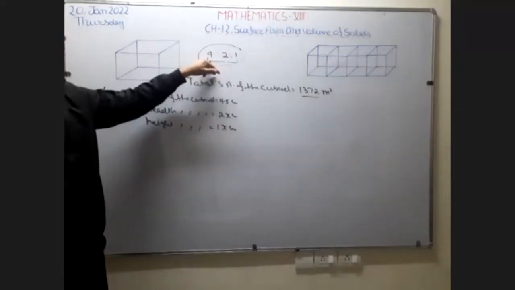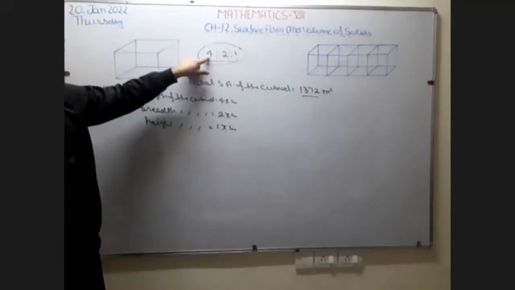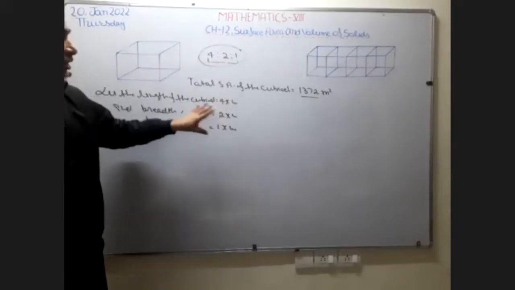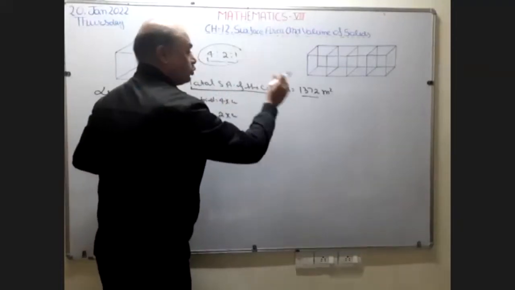The first one is your length, the second one is your breadth, and the third one is your height. So according to this ratio, I use 4x, 2x, and 1x. I hope it is clear. Now what is given in the question? The total surface area of the cuboid is given.